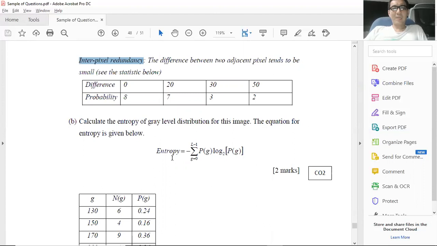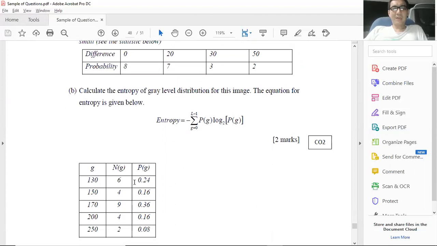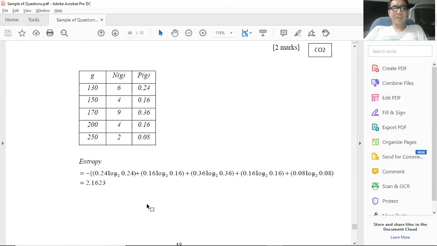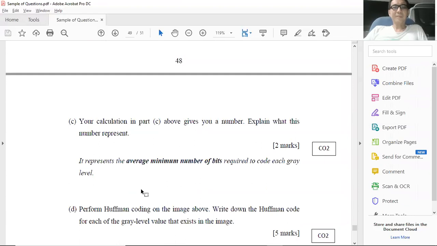Next, you calculate their entropy. Like what we have seen previously, you come up with their histogram. So you calculate the probability. Take this, divide by the total. So the total is 25. So 6 divided by 25, you should get 0.24 and so on. So again, you take their probability, multiply with the log base 2 of the probability, and then sum them. Don't forget to negate, so you should get a positive number. So this is the average minimum number of bits per symbol.